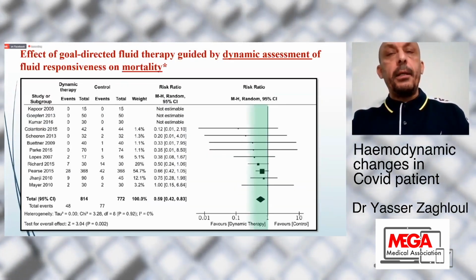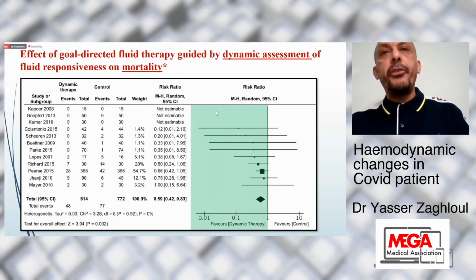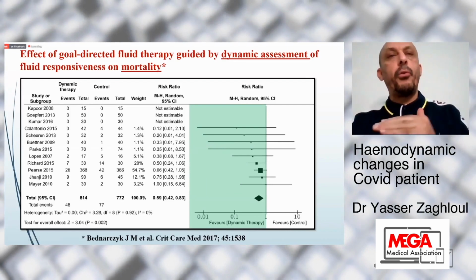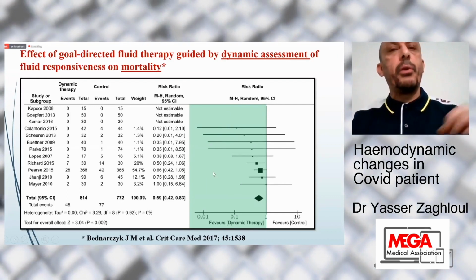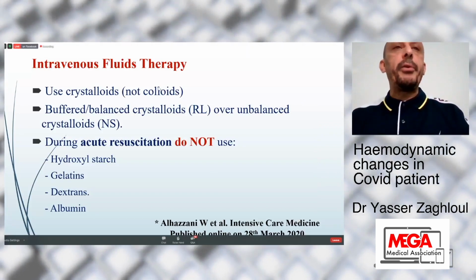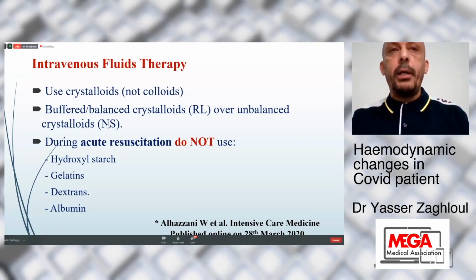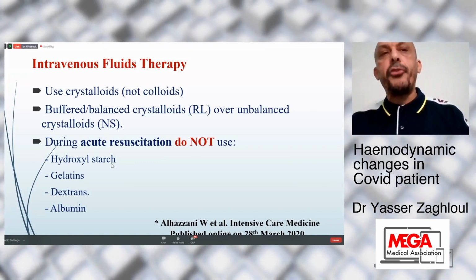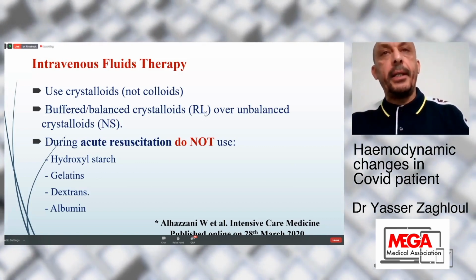Dynamic versus static assessment of fluid responsiveness. Usually the dynamic is much better than the static. So it is the current recommendation, for all types of shock, all the patients receiving fluid resuscitation, you should use dynamic assessment, not static assessment. So now, which type of fluid are you using? You use crystalloids, not colloids, and Ringer lactate is better than normal saline. And during acute resuscitation, there is no place for starch or gelatin, dextrans, or albumin. So you will focus now on the Ringer lactate.